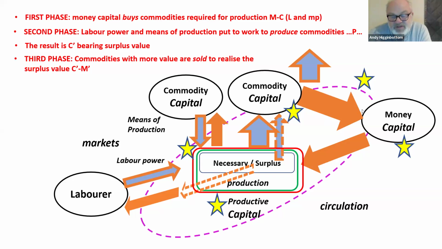Except, of course, this is now M prime. In other words, it's more money than the capitalist started out with. So I've just tried to represent what I think Marx is telling us in terms of the circuit of money capital.